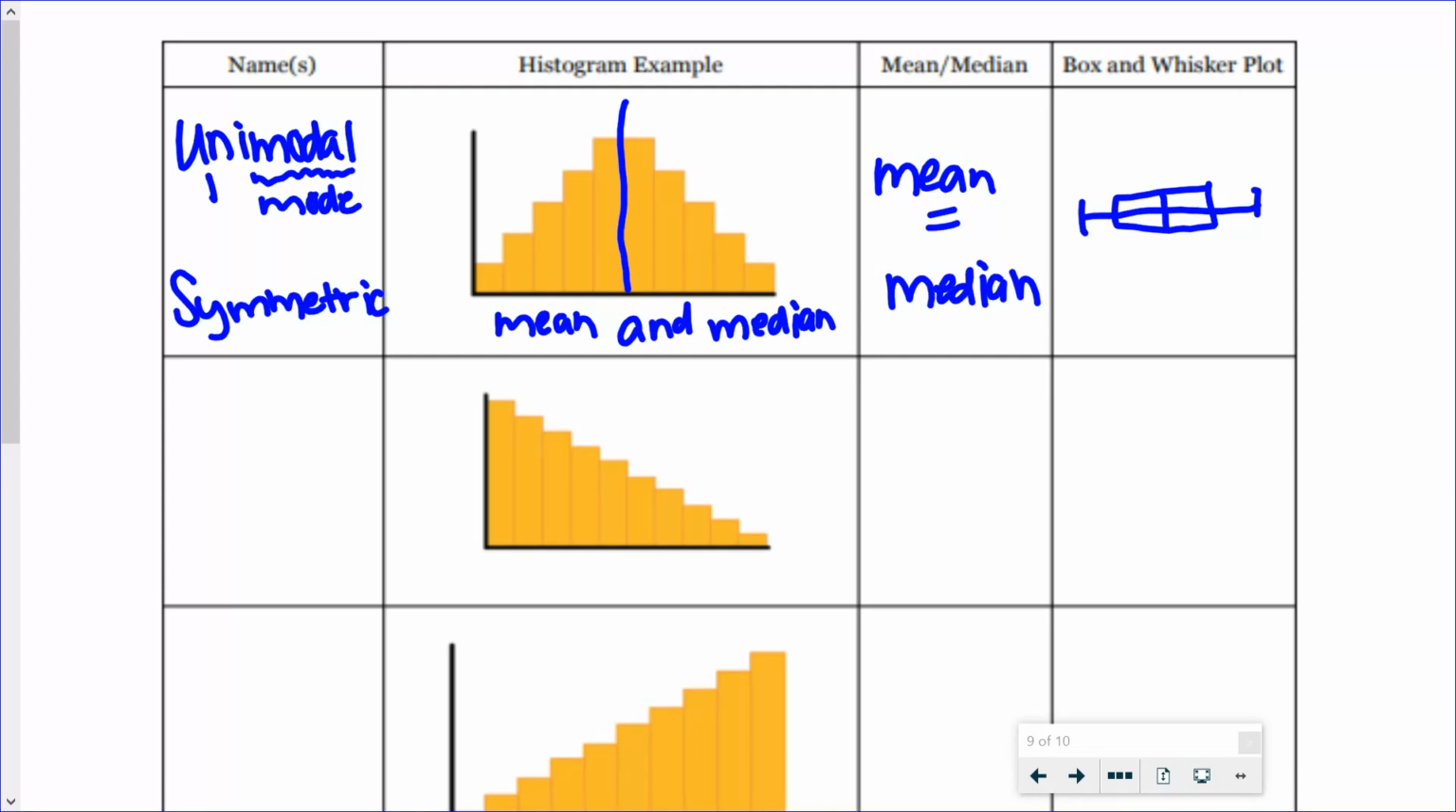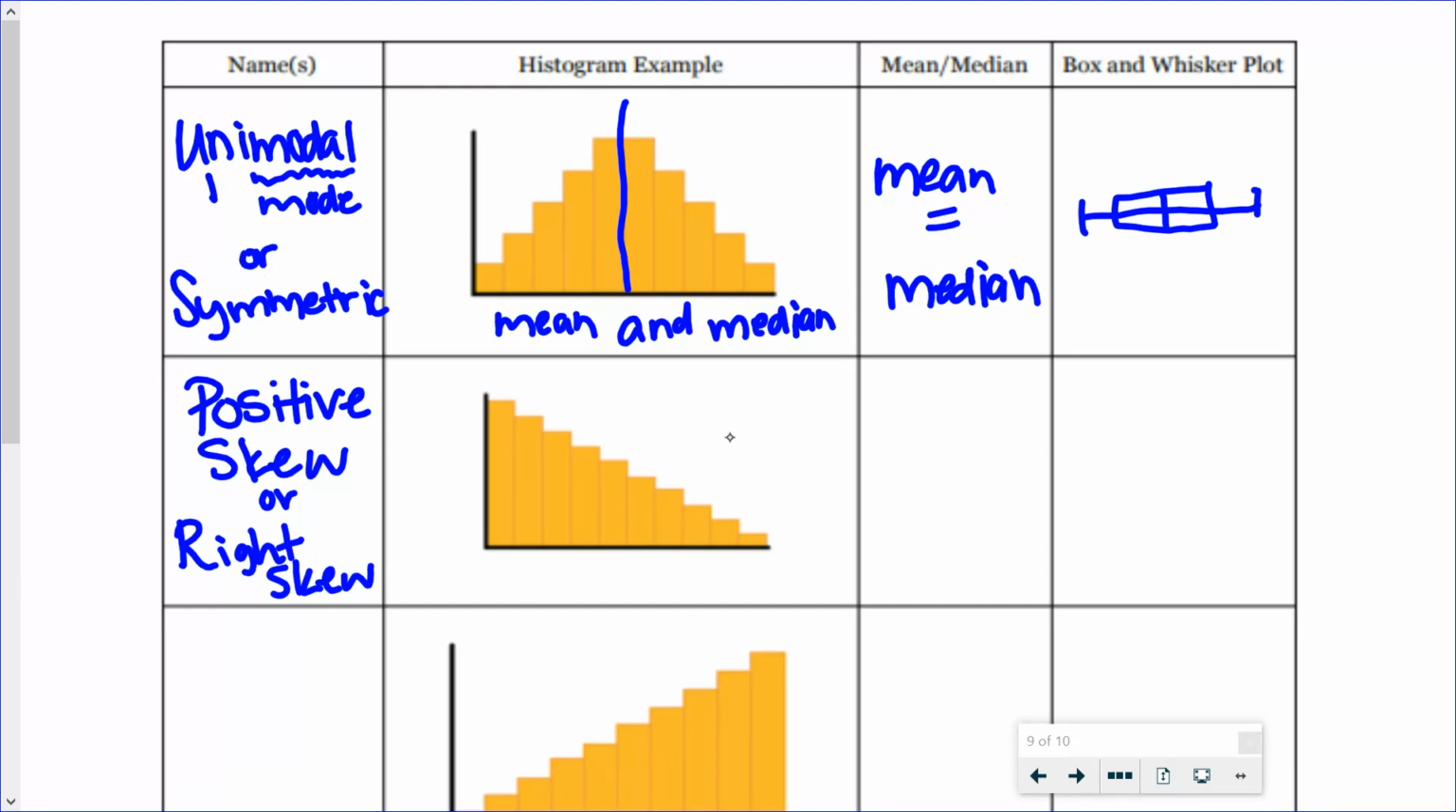Okay. Our next type of graph that we're working with is called a positive skew. A positive skew, and if you know, skew means like our data gets pulled in one direction. Sometimes it's also called a right skew. Okay. And what that means is that the empty space is in the positive side of our graph, or the right side of our graph. What ends up happening in a positive skew graph is that our mean value is greater than our median.